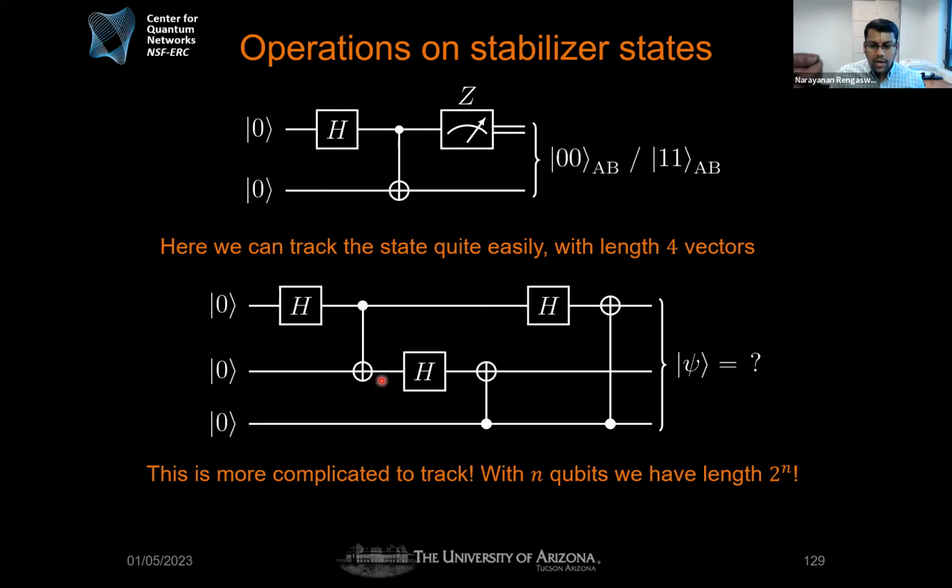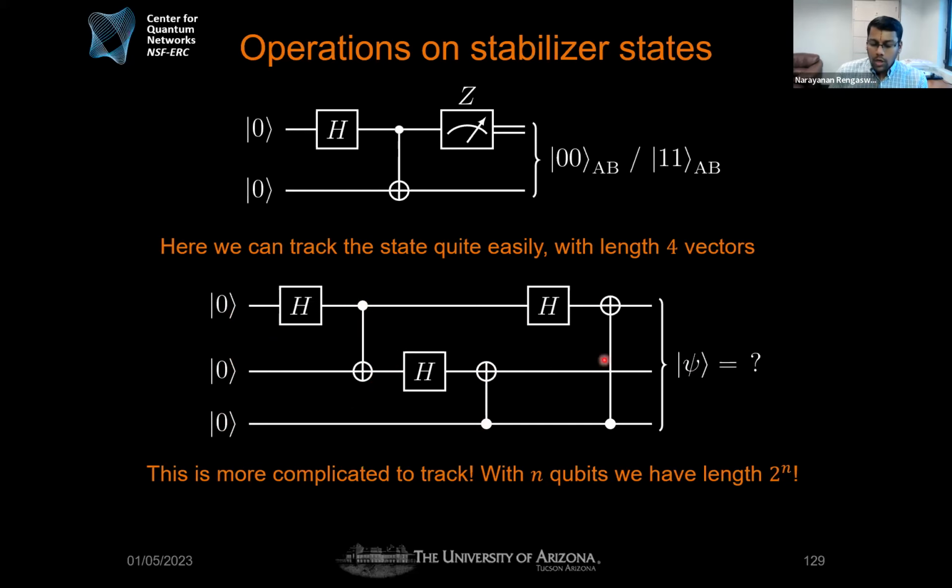Now let's go to a slightly larger circuit. So you're starting with the state 0, 0, 0. You're applying these combinations of Hadamards and C-naughts. Remember that for this C-naught, this is the control, this is the target, whereas for this C-naught, this is the control, this is the target. And the question is, what is the output state?